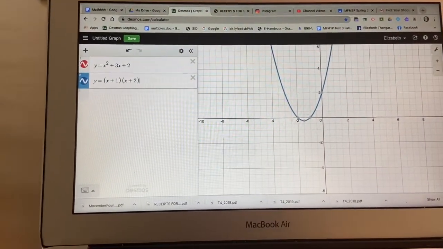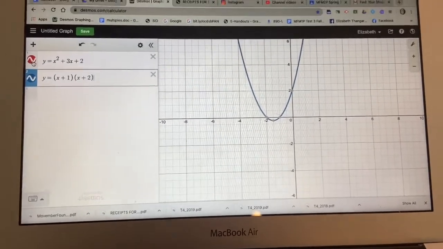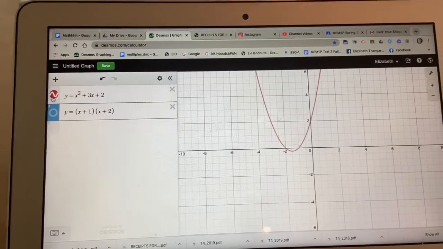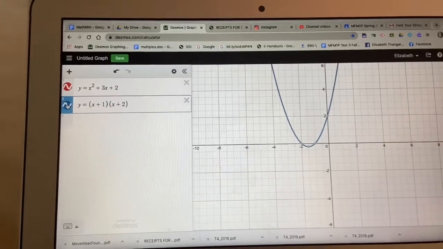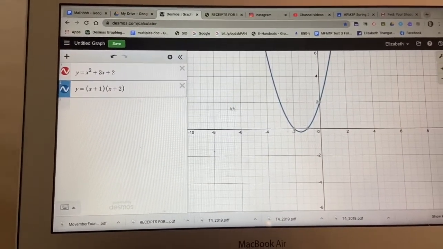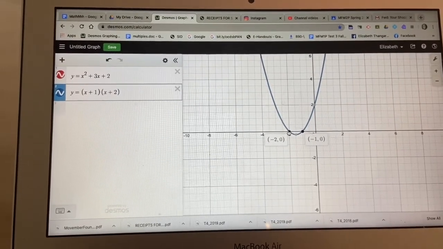And what I see is that the blue equation is identical to the red equation. How can I tell that? Well, look, I'm going to just see the red and then I click on the blue and the blue covers it. So the reason that's great is because right now this plus 1 and this plus 2 tells us that my x-intercepts should be at minus 1 and minus 2.